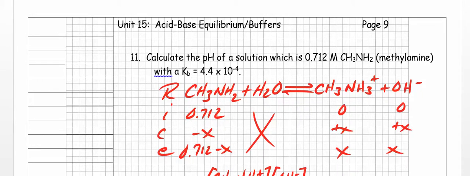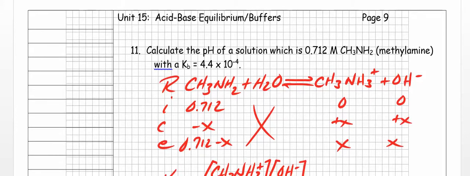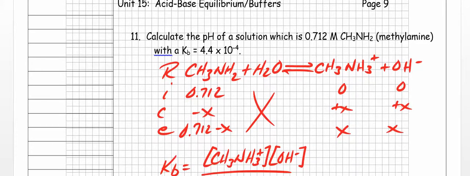I want to welcome you back to Unit 15. This is acid-base equilibrium and buffers. And we were talking last time about a problem that involved something called the 5% rule. And I want to get back to that and understand what we mean by the 5% rule and when we apply it.